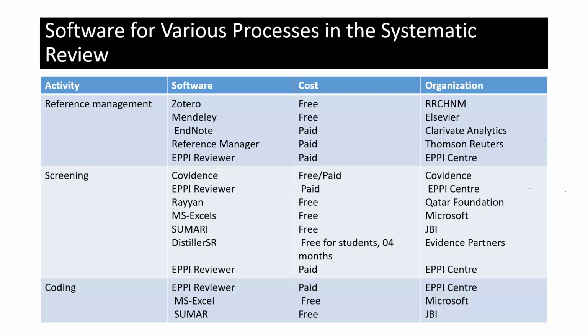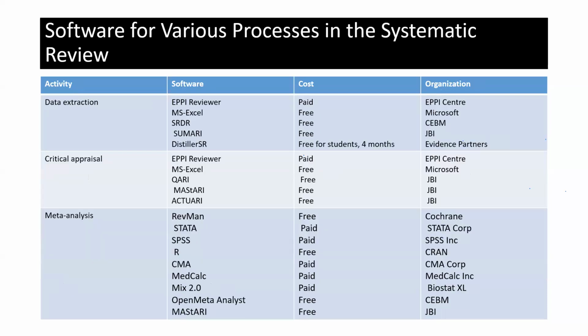They have this systematic review registration as well, randomized control trial registration. And they have those softwares developed, but they also have upgraded versions. So it's free, but with the upgraded version. And then we have the Distiller and API reviewer, and these are the paid ones. For coding purposes, again, SUMARI and MS Excel are available, and then the API reviewer is for paid version.